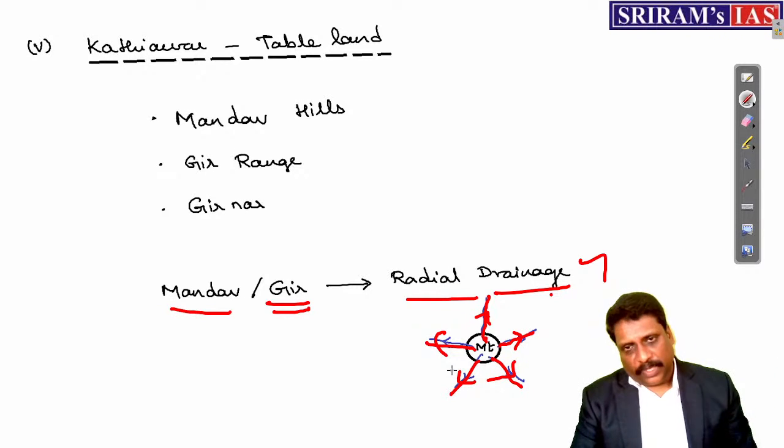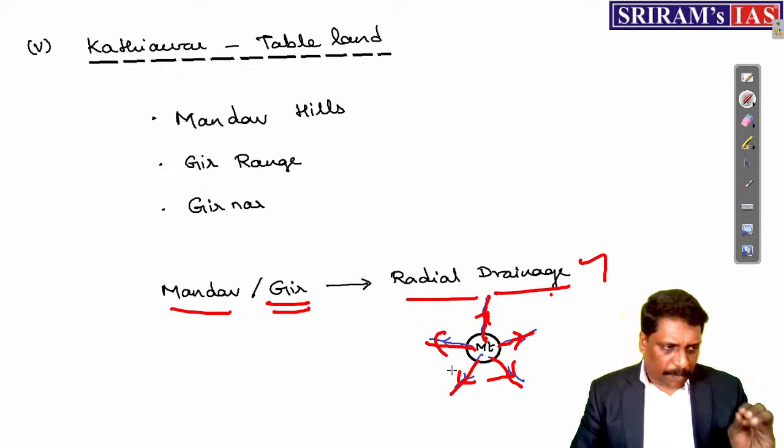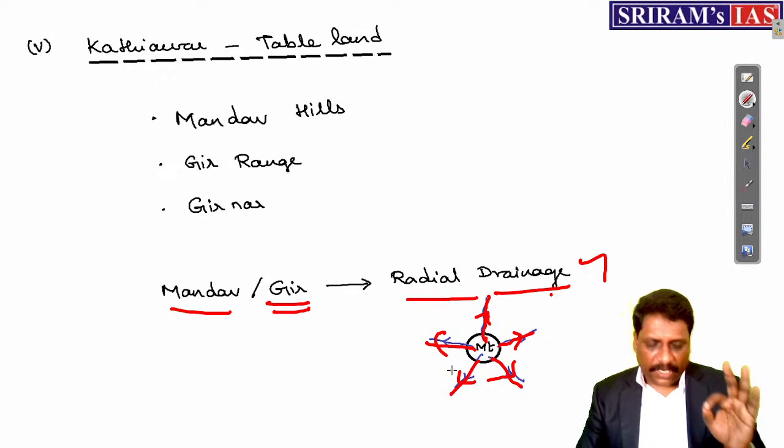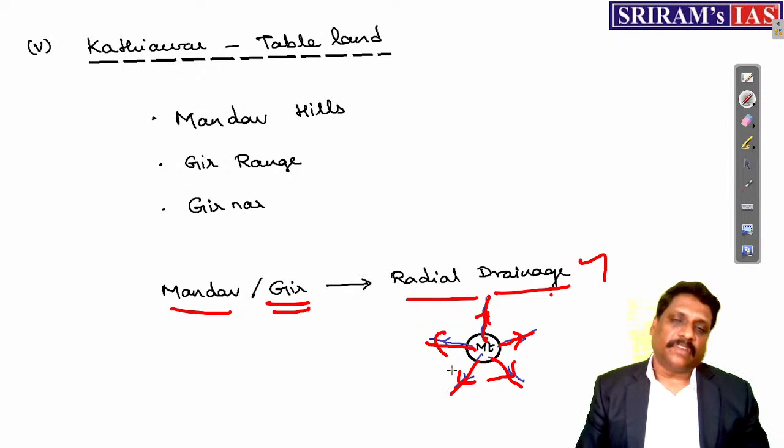Radially, the water will be flowing. To justify that it is an example of a radial drainage, the minimum number of rivers needed is 3, and these three rivers should be flowing in what? Three different directions, at least three different directions.